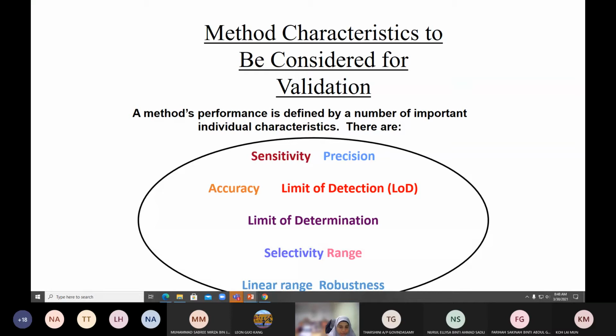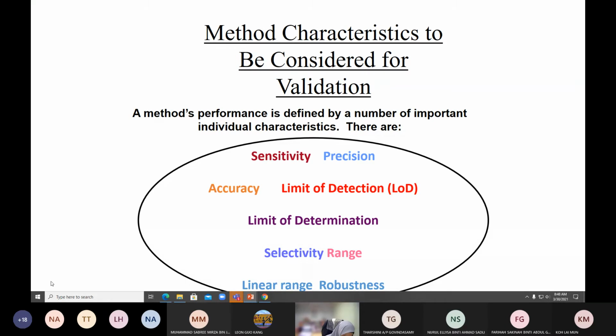So later on I will upload the notes, so one day you can save them. If you need, you can check the definitions of sensitivity, precision, accuracy, limit of detection, and so on, because it's very important.